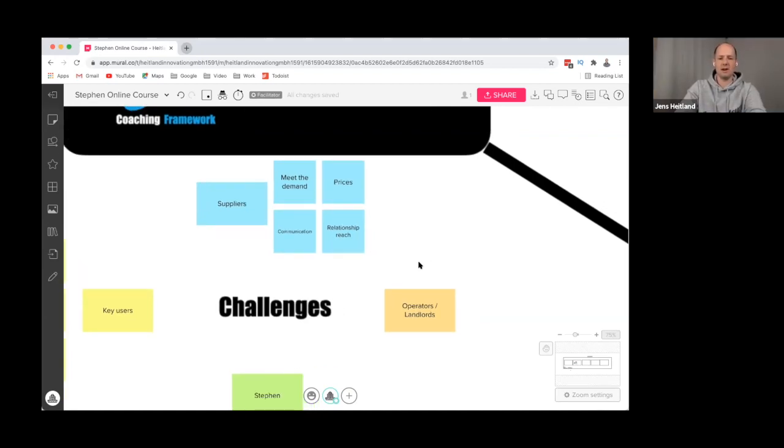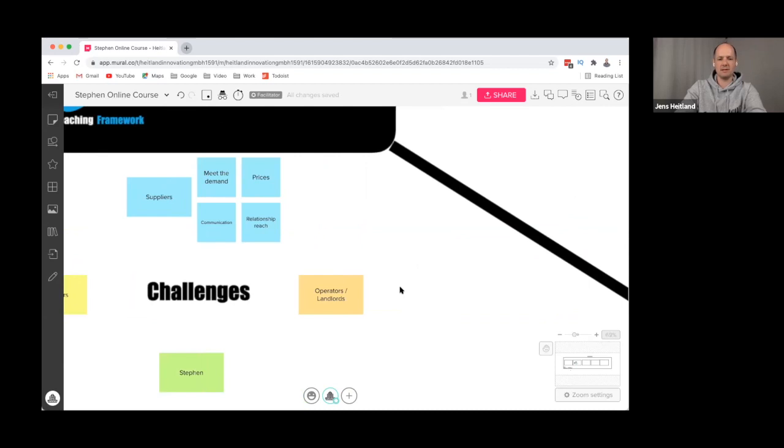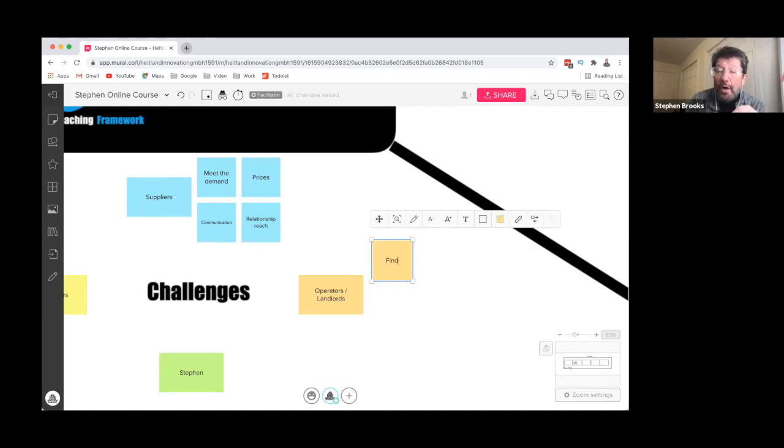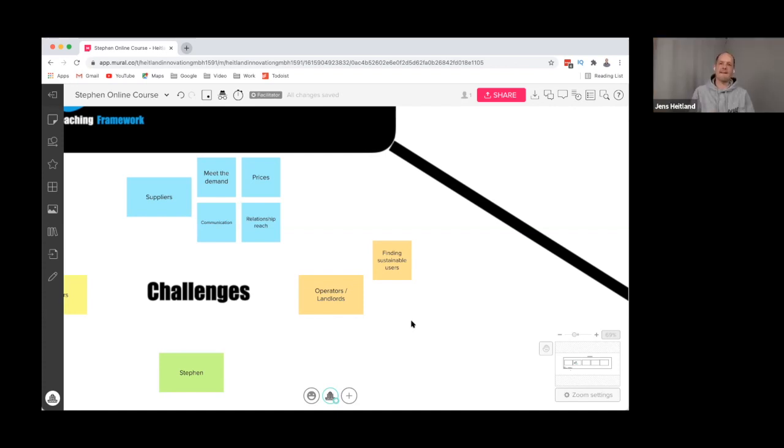Good. Operators, what are the challenges? Challenges for operators are finding sustainable users. There are a lot of landlords that are kind of like, well, we would prefer somebody that's been trading for a couple of years or has a very strong online presence. So that does make it difficult for startups with some locations. So finding sustainable users, I think.